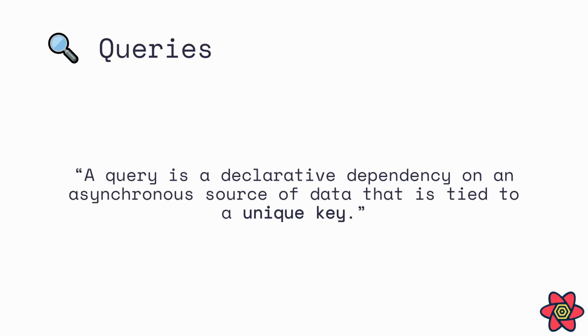First, we can discuss queries. The definition found from the official docs is the following. A query is a declarative dependency on an asynchronous source of data that is tied to a unique key. In simple terms, what this means is a query can be used to fetch data from a server. A simple example would be making a GET request to retrieve a list of to-do items.